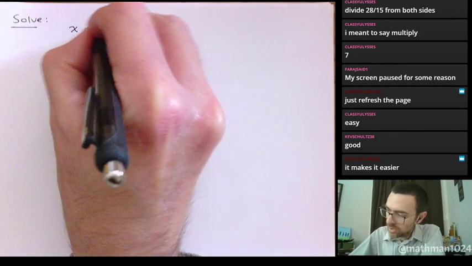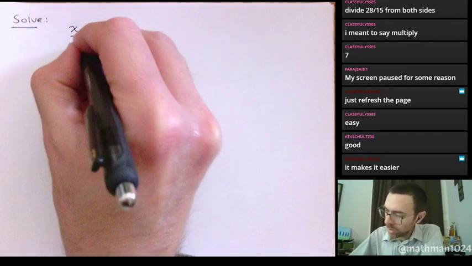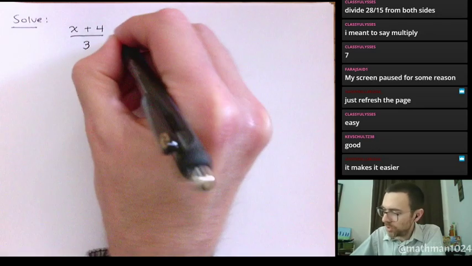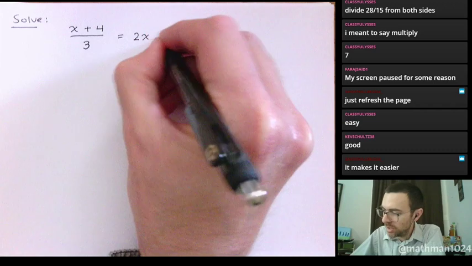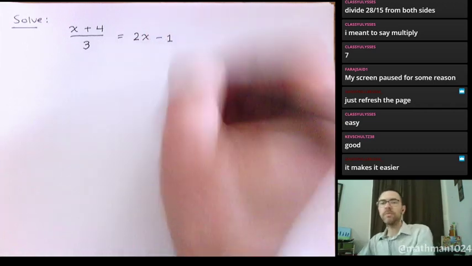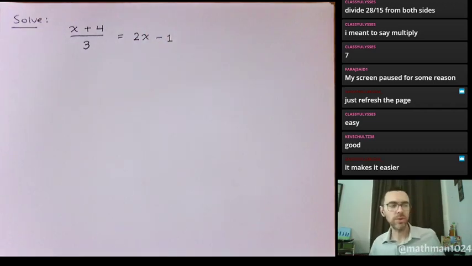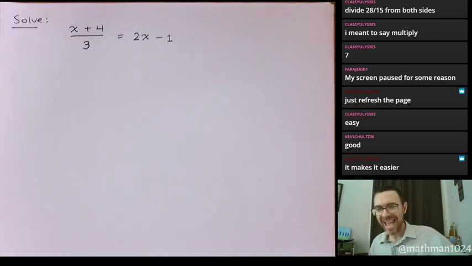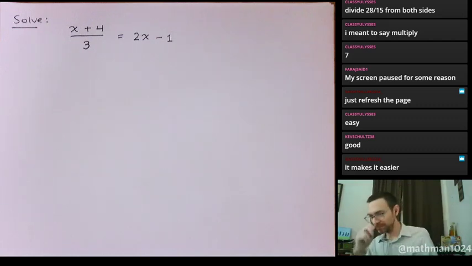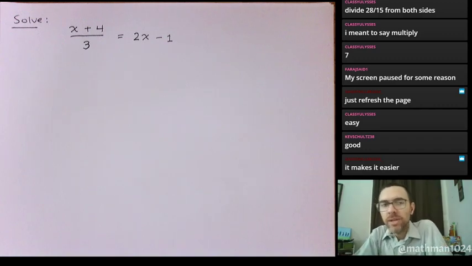I want you guys to tell me the first step that you would take in this problem. X plus 4 divided by 3 equals 2x minus 1. What's the first thing you're going to do here? So what do you guys think? Is there something here in this problem that you don't like? Is there something you want me to get rid of?